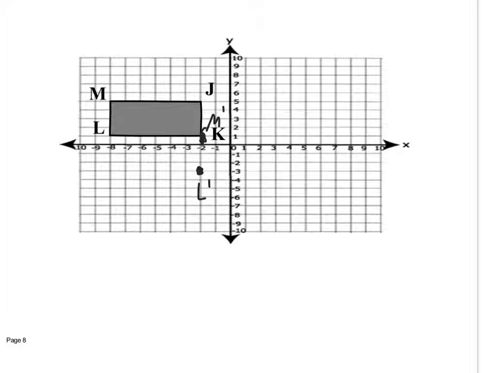What about J prime? 4, 1. And K prime? 4, -3. Right. Does this look like it's been moved 6 to the right and 4 down? Yes, it has. Okay? Any questions? All right, here's your homework assignment.